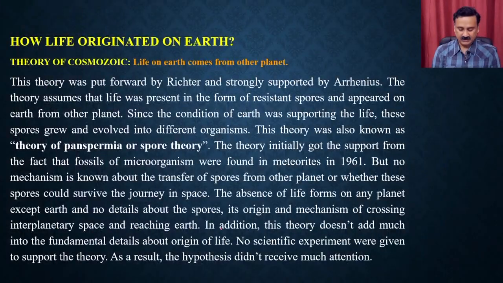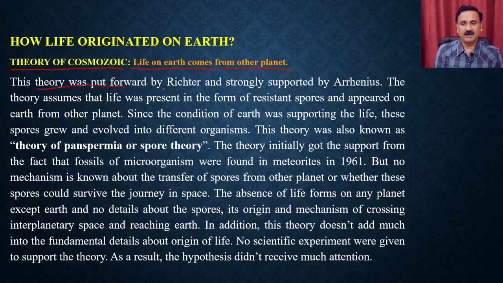Then the next theory is the theory of cosmozoics. The theory of cosmozoics believes that life on the earth comes from another planet. This theory was put forward by a scientist called Richter, and it was strongly supported by another scientist called Arrhenius. The theory assumes that life was present in the form of resistant spores and arrived on the earth from another planet. Since the conditions of the earth were supporting life, these spores grew and evolved into different organisms.